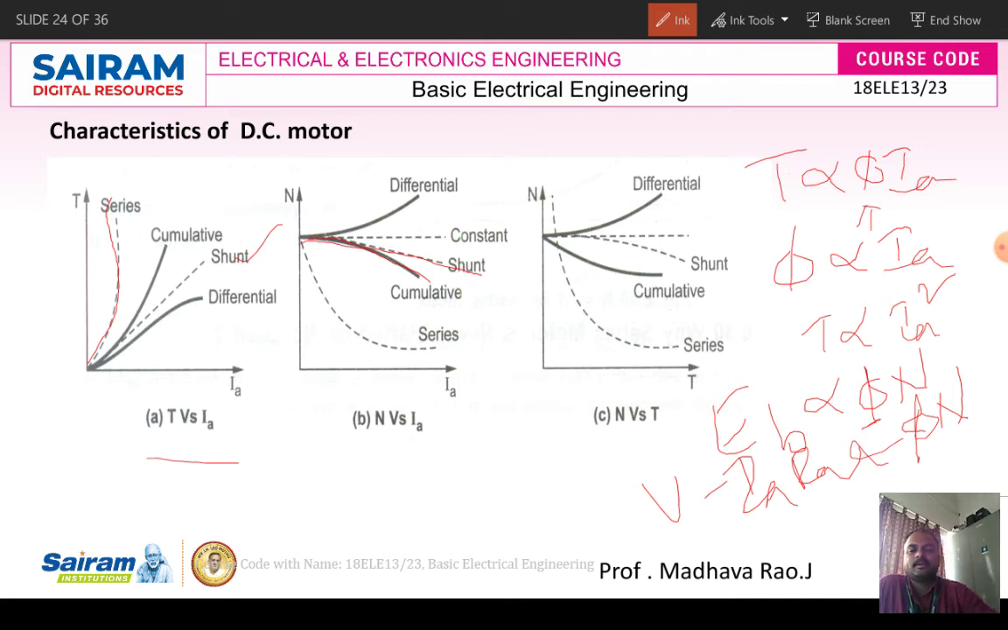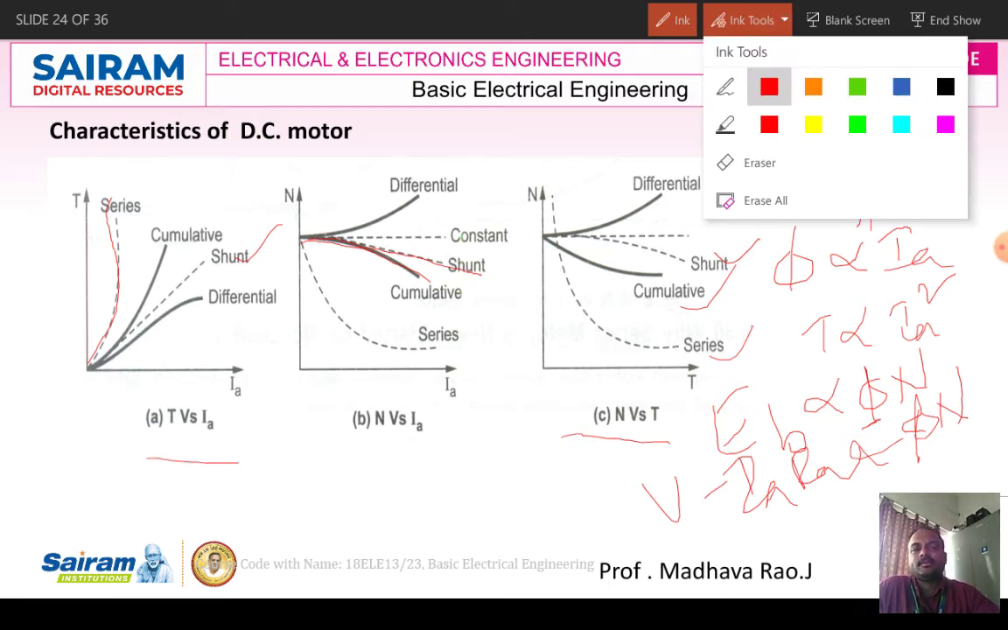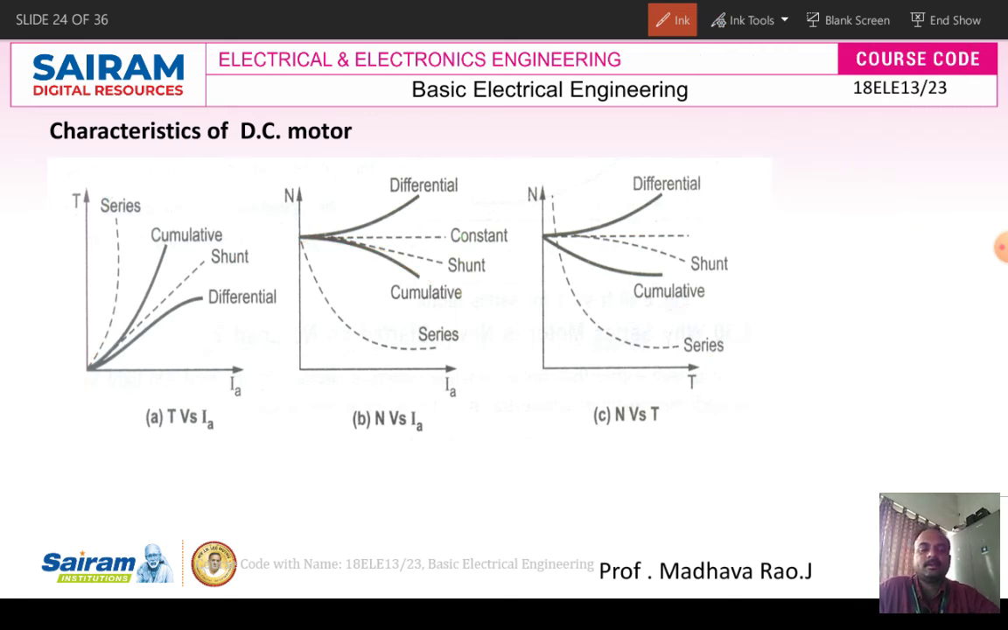Similarly, in the third characteristic, speed versus torque. When torque increases, speed will decrease in shunt, series, and cumulative compound motors, but in the differential compound motor, when torque increases, speed will also increase. These characteristics are very important, so you have to practice them well.